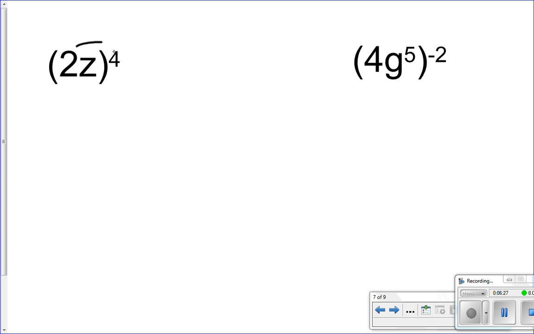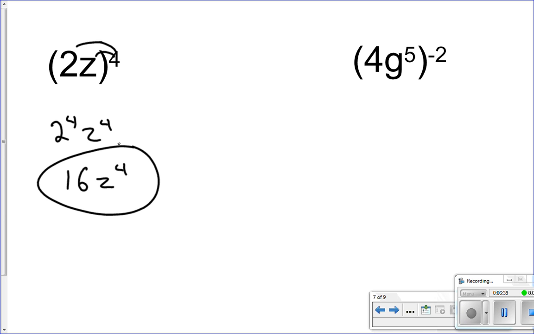So I distribute that 4 exponent to 2 and z, and I get 2 to the 4th, z to the 4th, or 16z to the 4th power. And over here I get 4 to the negative 2nd power, g to the negative 10th, and that's equal to 1 over, because they're negative exponents, they go to the denominator, over the fraction bar, and I get 4 squared, which is 16, g to the 10th.